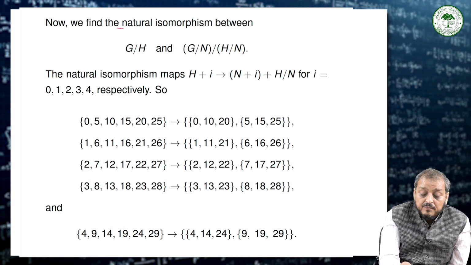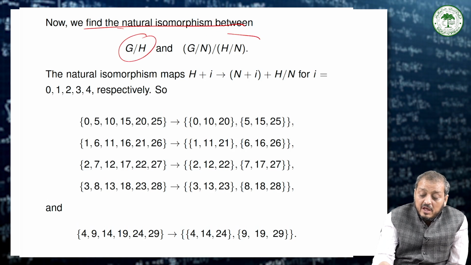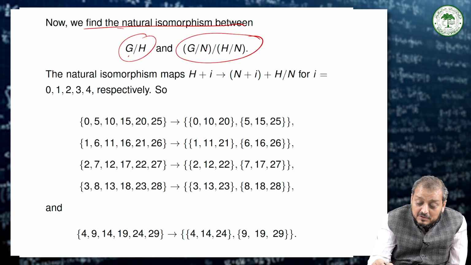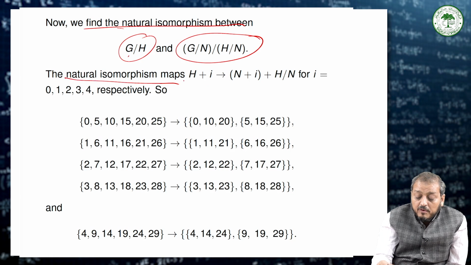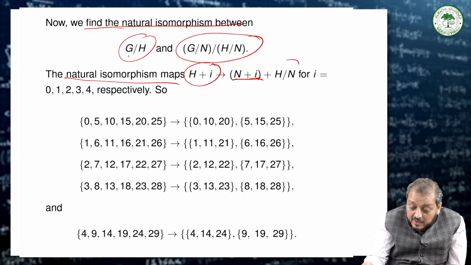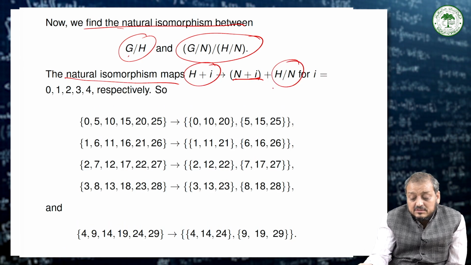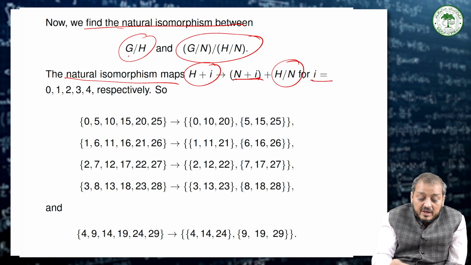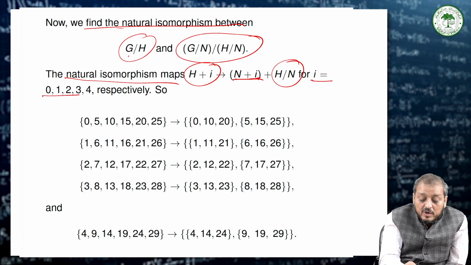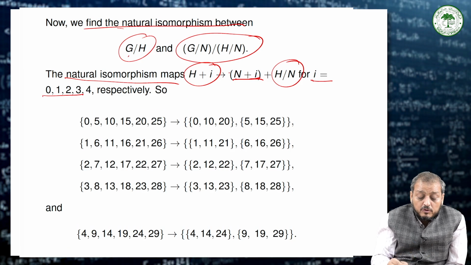So now we find a natural isomorphism between G by H, and we have to calculate this coset, the natural isomorphism H plus I to N plus I, divided by H by N. I'm just writing the form of H by N. This is also the H plus N form. So as I runs we have 0, 1, 2, 3, 4, H plus 0, and so on. We have 4 cosets.